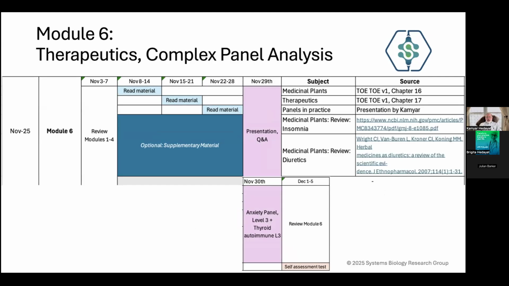And in our final module, we'll get to the question of therapeutics and complex panel analysis. So here, for example, we will look at the anxiety panel level 3, which uses an expanded lab profile beyond a CBC or simple thyroid hormones. And we will combine that with an analysis of the thyroid autoimmune panel.